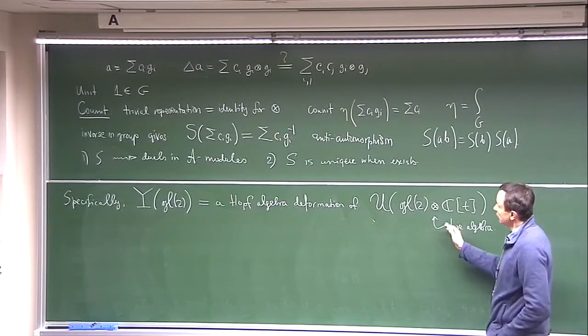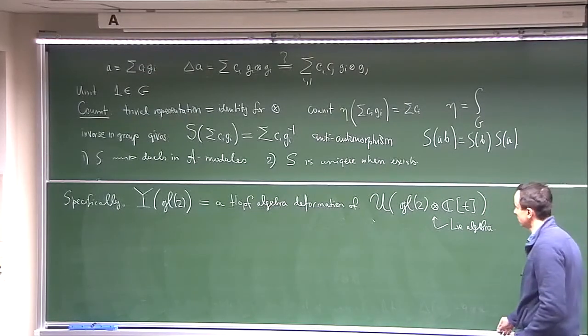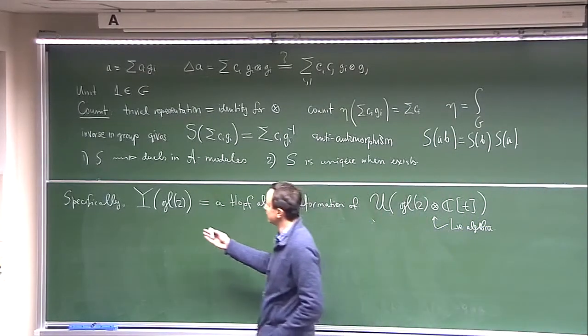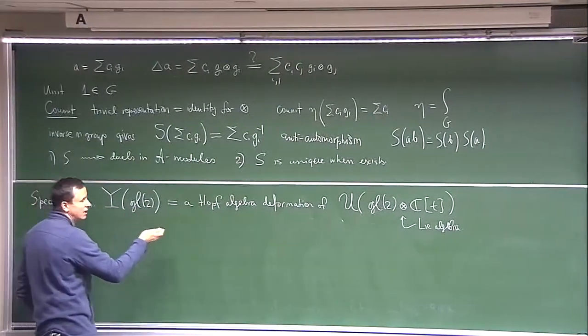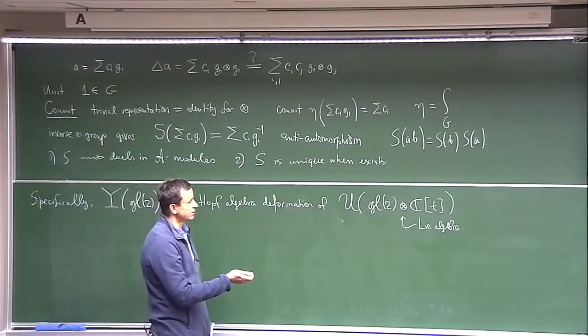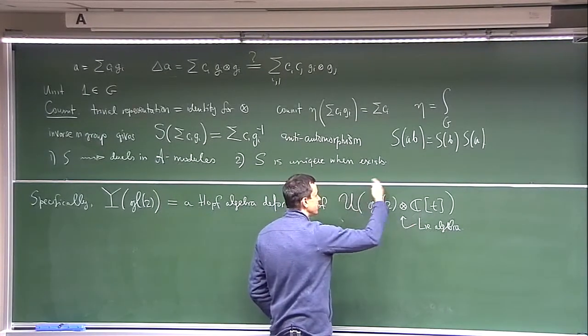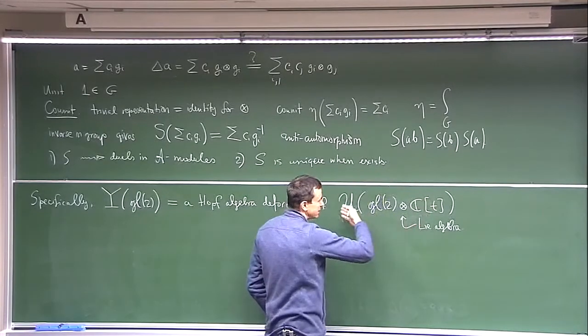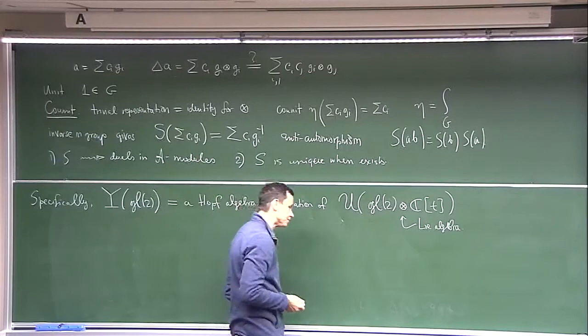So now, back to this example. More generally, you can take the Yangian of some Lie algebra. This is a quantum group. If you have a Lie algebra tensor polynomials in one variable, and you consider a Hopf algebra deformation of such a structure, then you'd call this a Yangian.